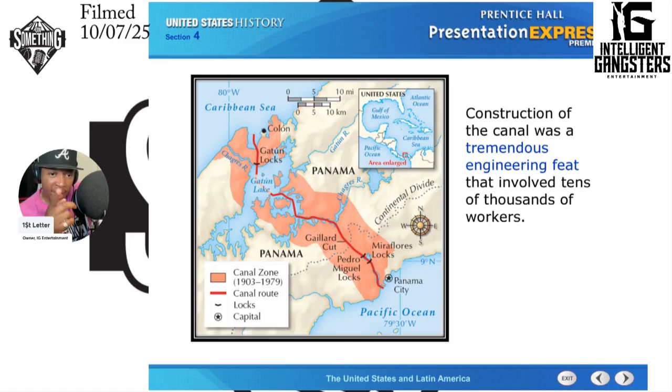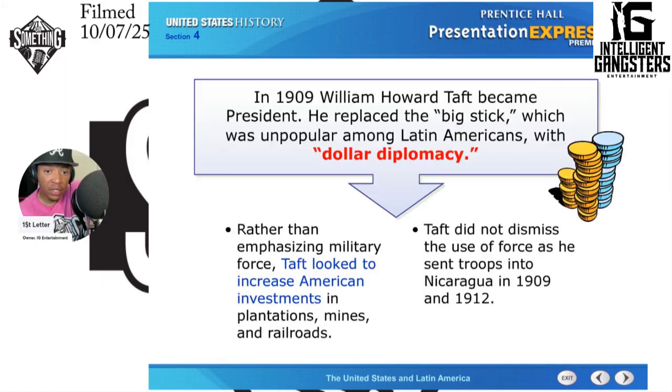So you can only imagine doing some work like this down there in that area, the humidity and all that kind of stuff. And you can only imagine the back-breaking work of literally carving through land to create this marvel. But they got it done. They got it done. All right.